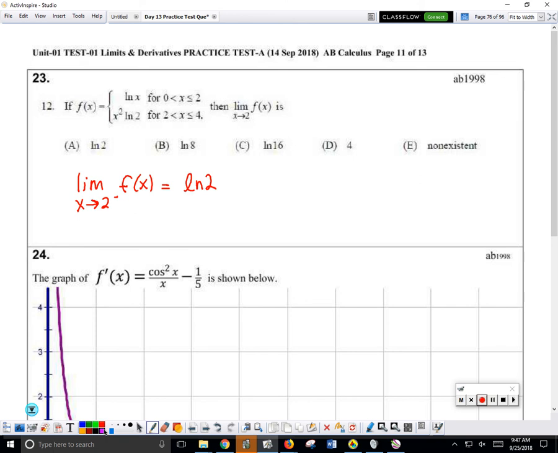From the right, x approaching 2 from the right. Since x is larger than 2, I must use the bottom formula. A little more than 2 squared is going to be pretty darn close to 4. And then ln of 2. Since the value of the left-hand limit does not match the value of the right-hand limit, the two-sided limit does not exist.